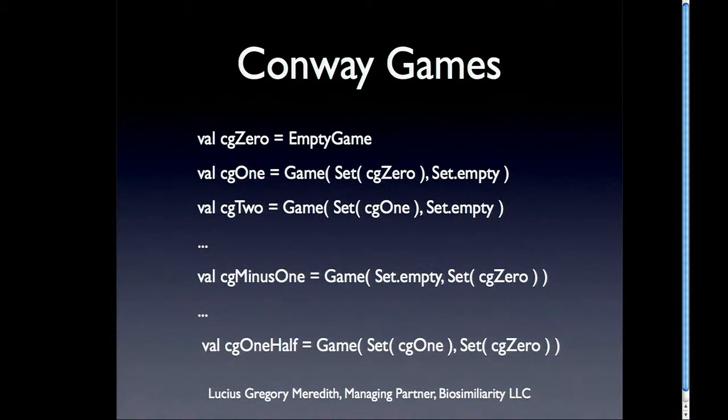So we have a game in which the left component contains the set containing the empty game, and the right component is empty. Once I have 1, I can make 2, and so on and so on and so on. Likewise, I can do the negative integers as well. Okay? So the negative integers have an empty left component, and I put 0 in the right-hand side, and so on. Now, what if I wanted to do, for example, the rationals?